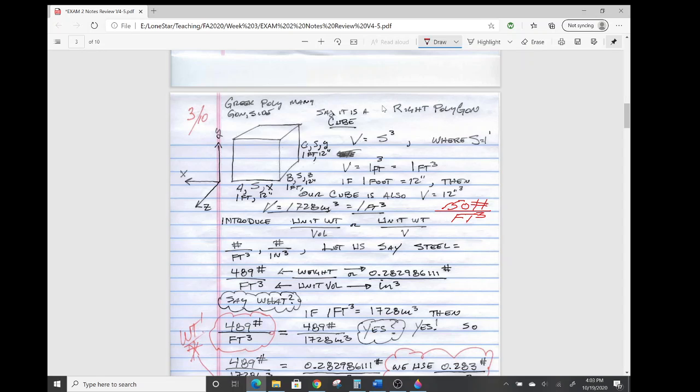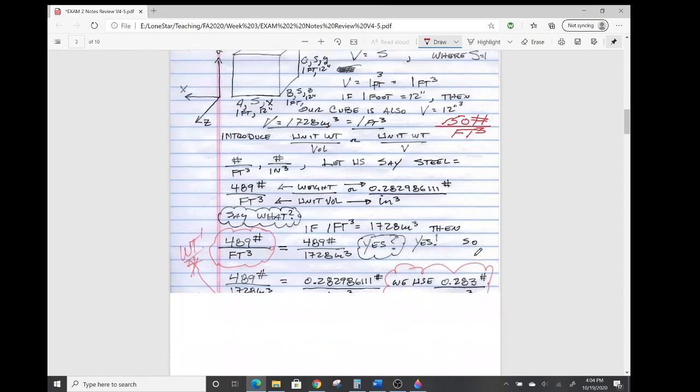So let's take normal steel. Rule of thumb for your normal run-of-the-mill steel is about 489 pounds a cubic foot. Now, this is the weight, and this is the unit volume. Now, what if I wanted my steel to be weighed in pounds per cubic inch? The weight is still on the top, it's going to be pounds, but my unit volume is going to change to cubic inches. You're going to go, what? Say what?